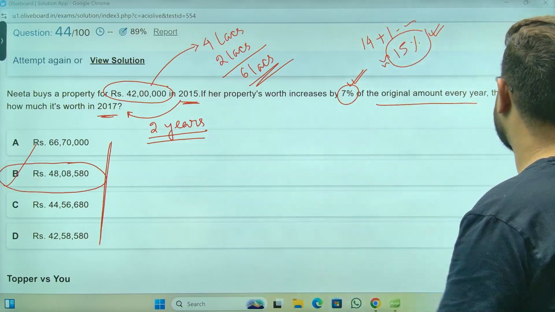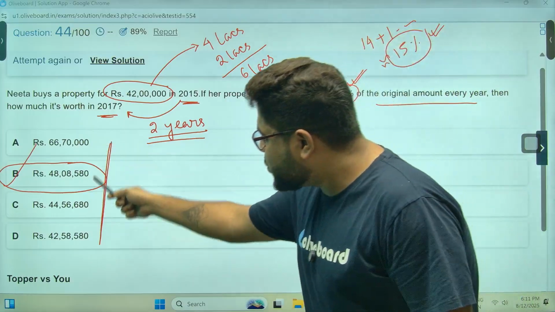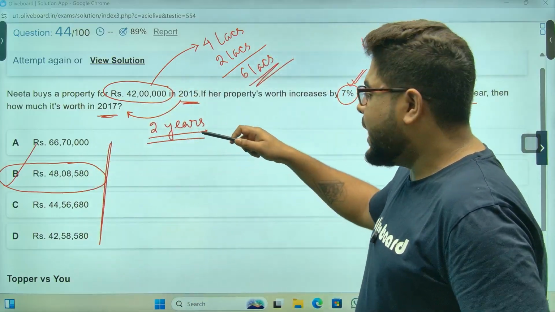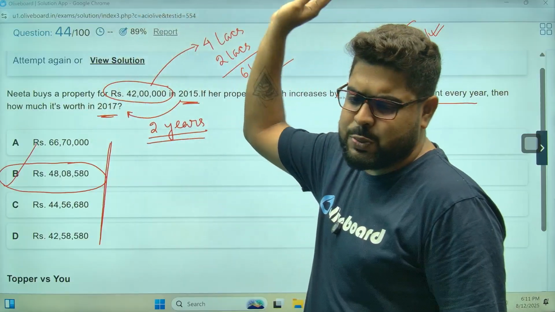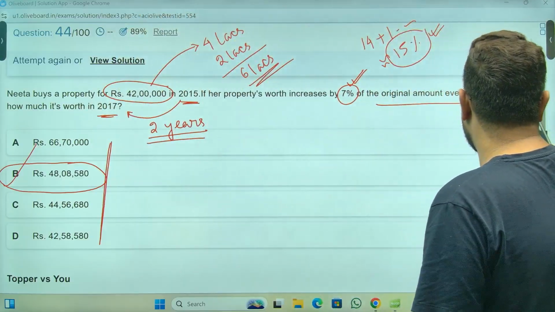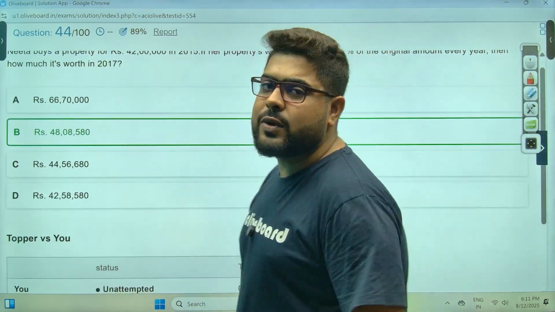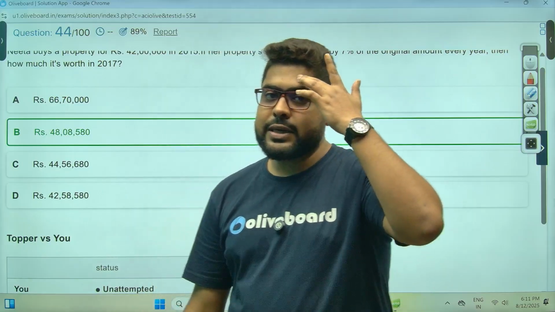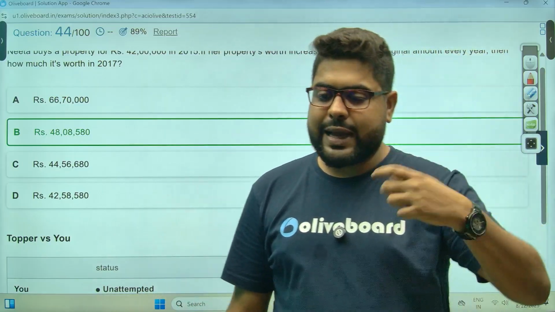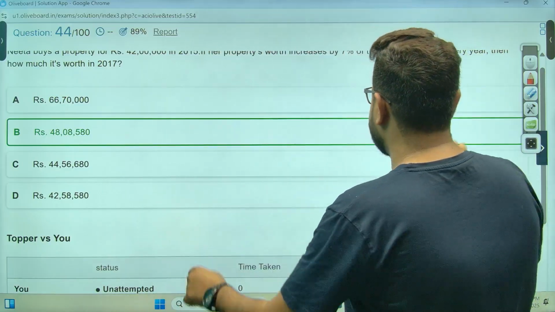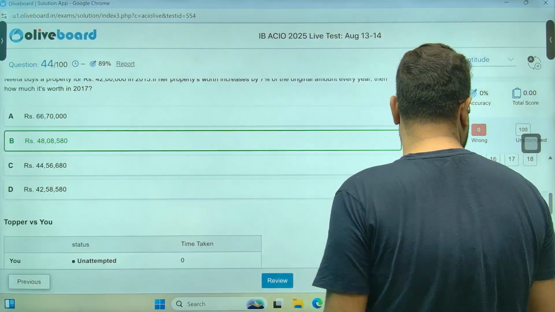You don't need to check, because the other options are too little, and the bigger answer is much more. It is absolutely absurd, right? So just use the idea. Not everything needs to be calculated. That is what I'm trying to say. Not everything needs to be calculated. Perfect, sir. Chalo, next one.